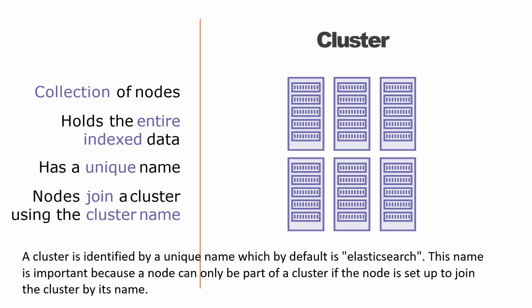Okay, what is a cluster? Multiple nodes coming together create a cluster. This is nothing but a collection of nodes that holds the entire index data and has a unique name. Nodes join a cluster using the cluster name. So a cluster is identified by a unique name, which by default is called elasticsearch. This name is important because a node can only be part of the cluster if the node is set up to join the cluster by its name.